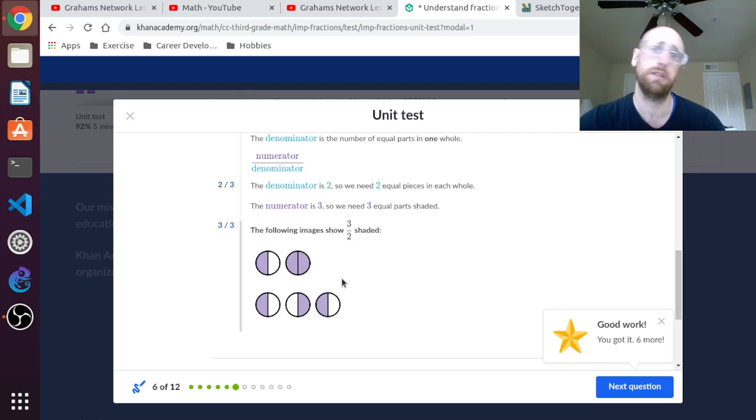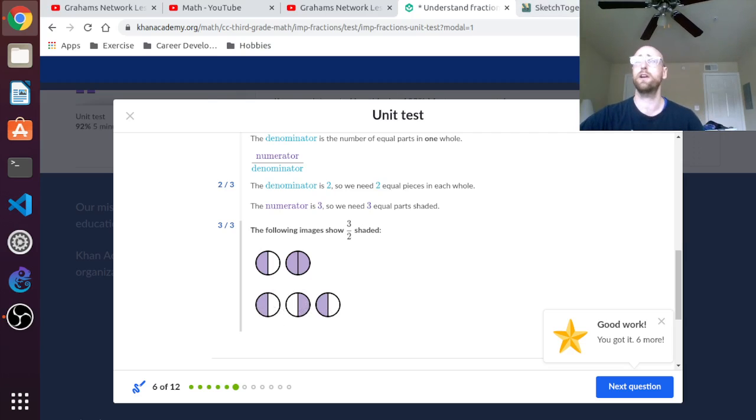Yeah, I mean, it does. This shows 3 shaded parts, 1, 2, 3, in a whole quantity that is split into halves. So here's one whole quantity that is split into halves. Here's another whole quantity that is split into halves, and we can see 1, 2, 3 shaded parts. Same thing is true for the other answer. Here's one quantity split into halves, and then we've got 2 more, and we've got 1, 2, 3 shaded parts.